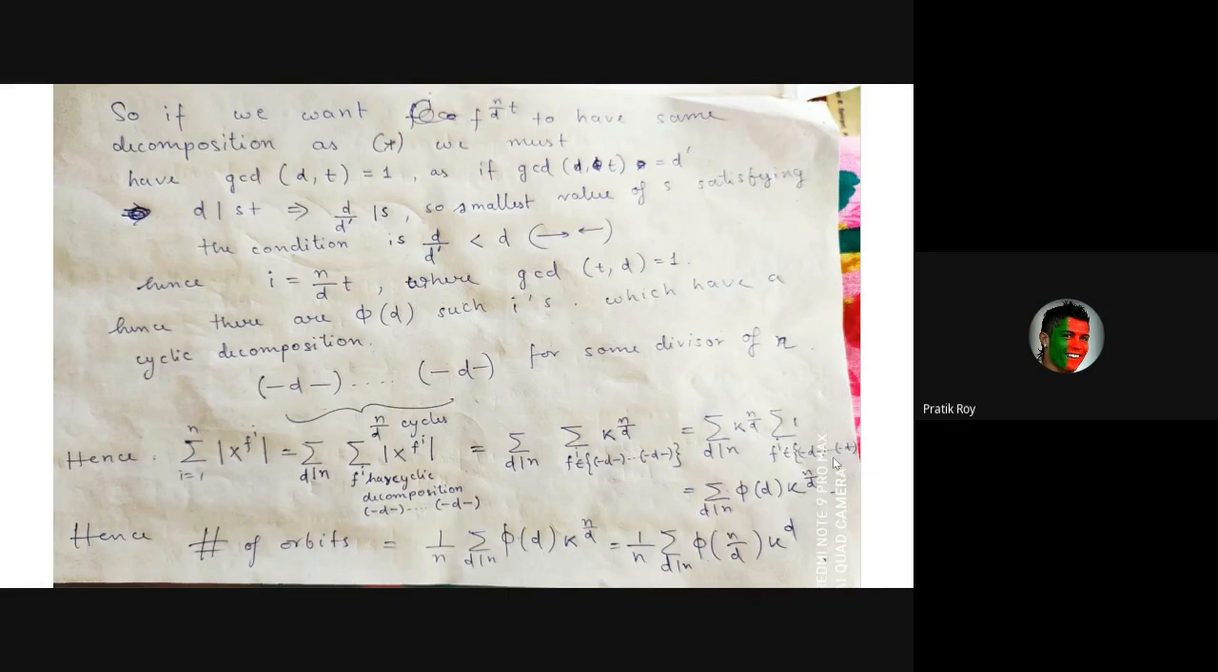And how many of them are there? That is phi(d). So that turns out to be the summation over d dividing n of phi(d) k to the power n/d. And we can go back to the formula for Burnside's lemma, which tells us the number of orbits is the summation of 1/|G|. Here G is the cyclic group generated by that shift operation, which has order n. So 1/|G| would be 1/n, and this sum we have just found to be the summation over d dividing n of phi(d) k to the power n/d, and that is the number of orbits, which we have already seen before.